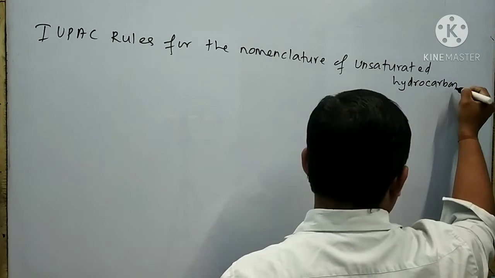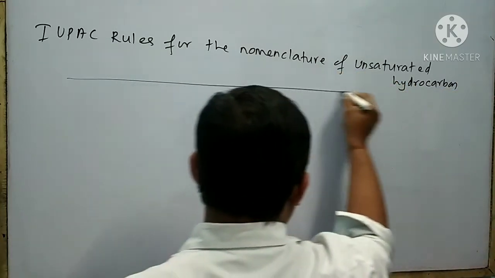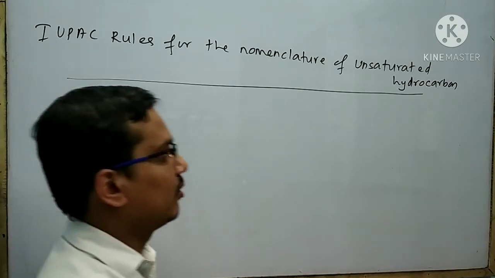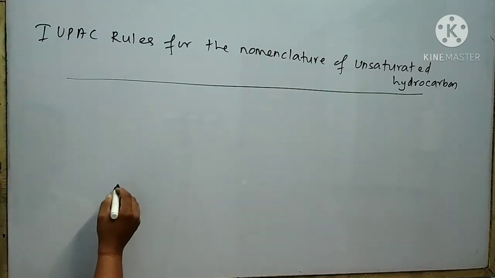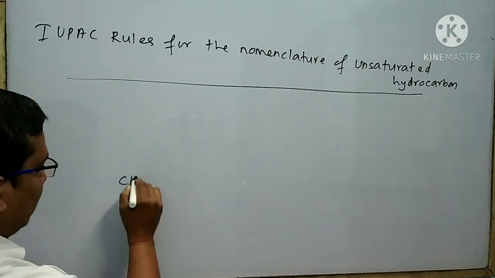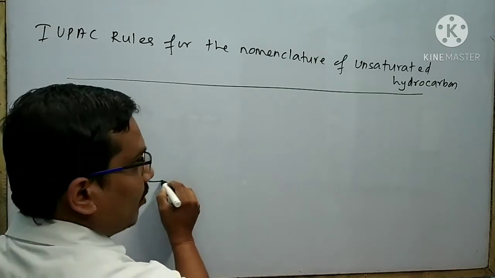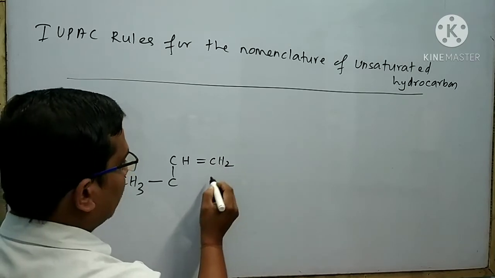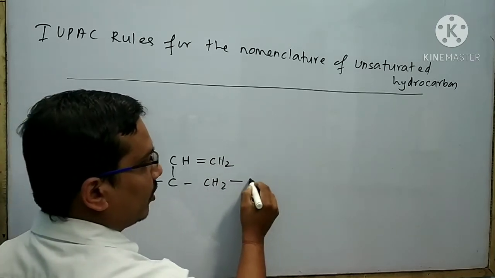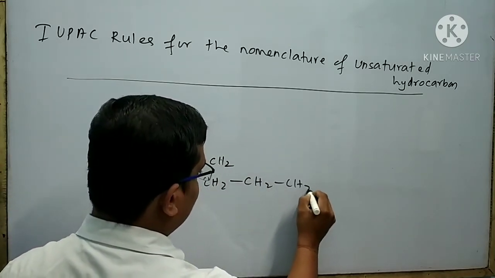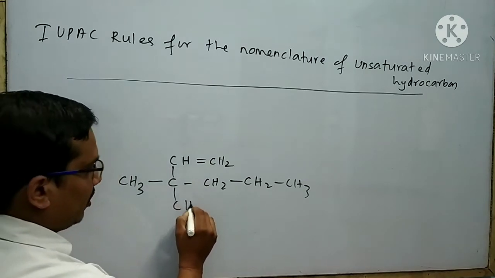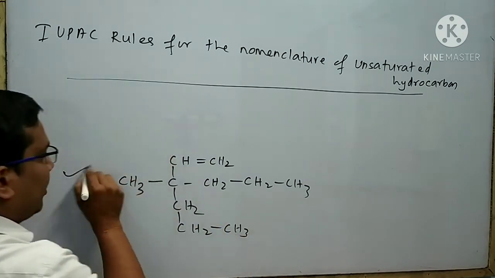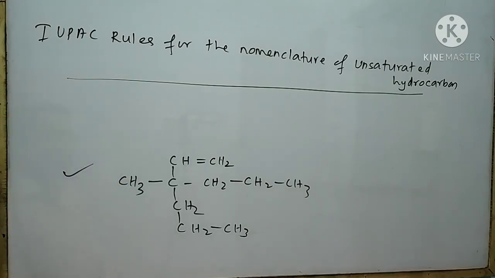Unsaturated hydrocarbon means the hydrocarbon which generally contains a double bond or triple bond. Suppose an organic compound is given: CH3-C(CH2-CH2-CH3)=CH2... What will be the name of this organic compound?